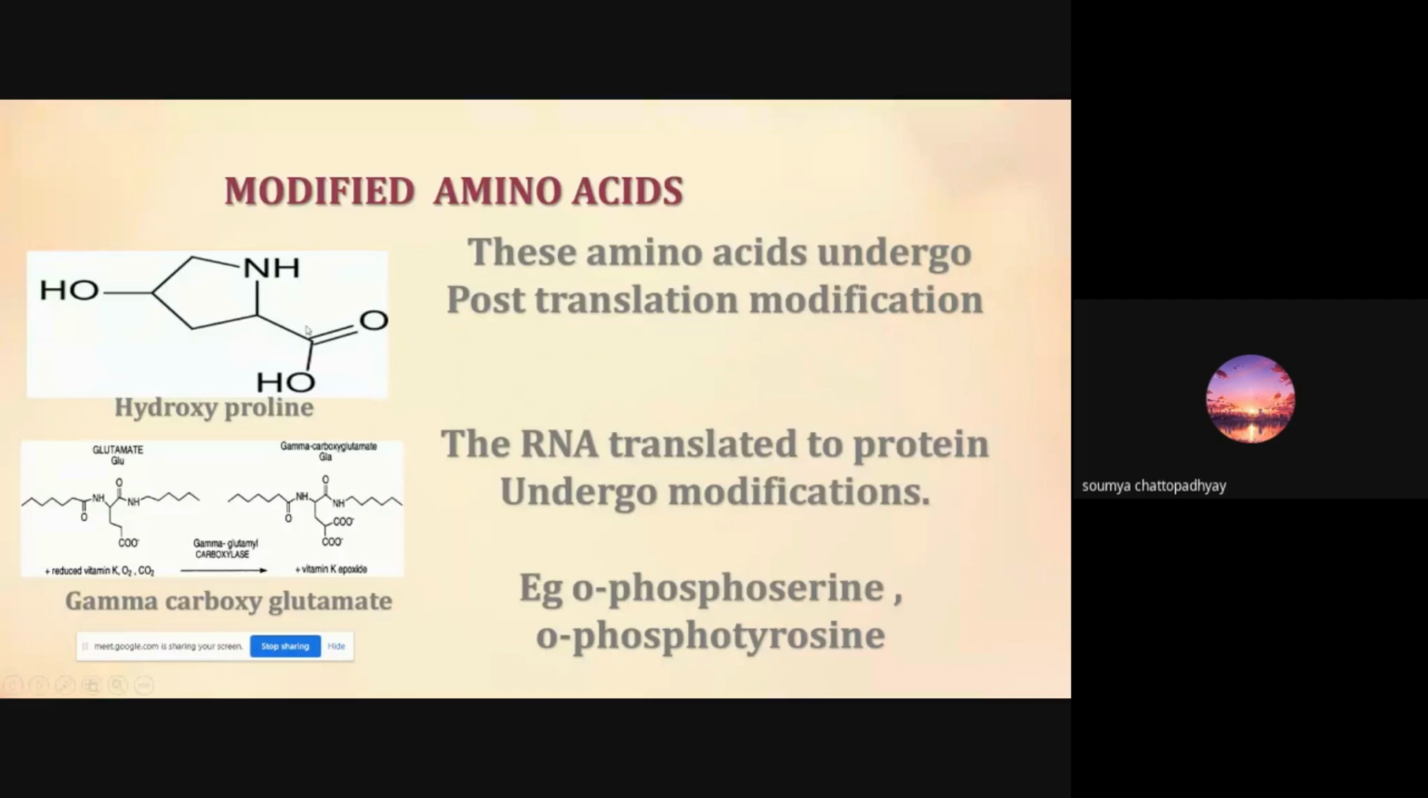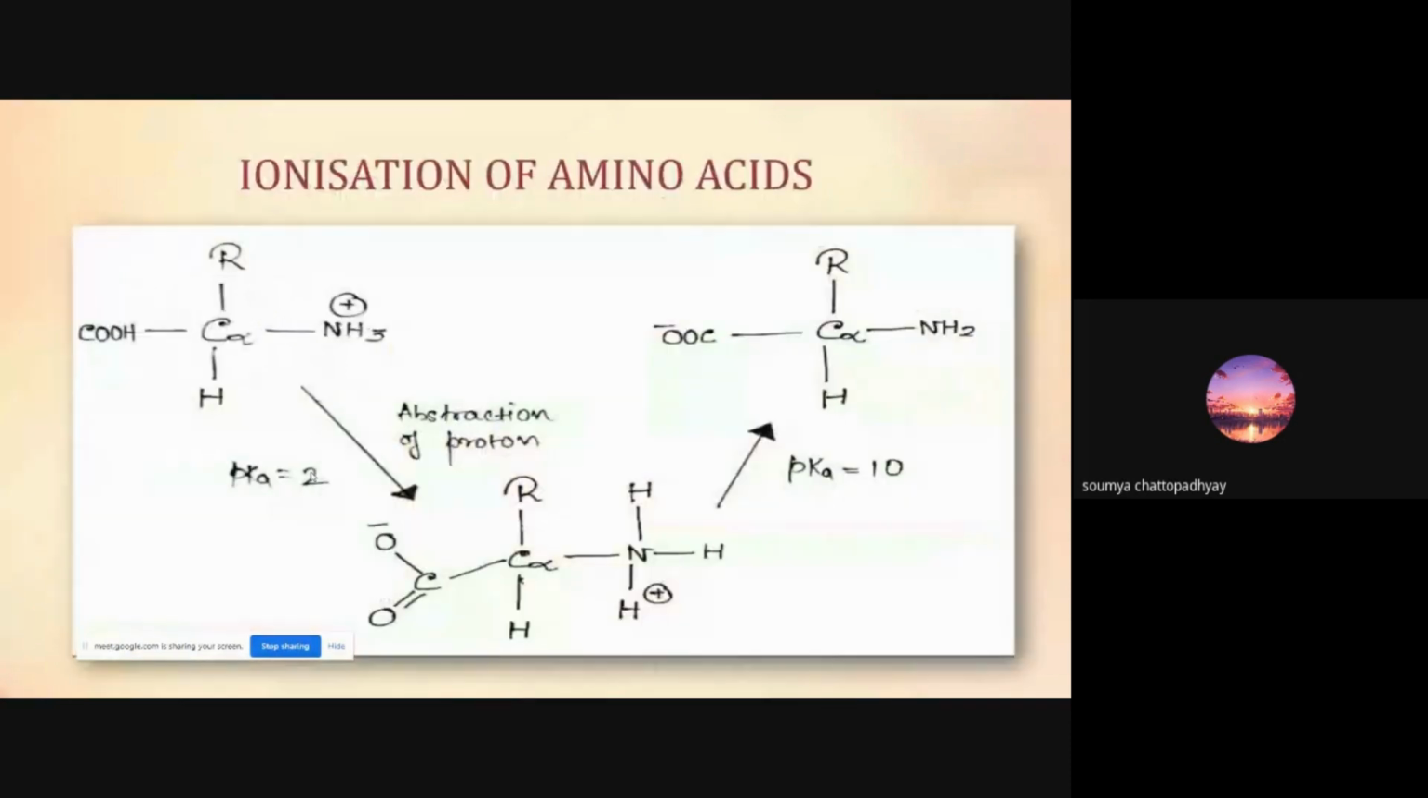Suppose you have the proline structure. Here you will get just an extra hydroxyl group attached to it. Similarly, there are some changes in glutamate. At the gamma position of glutamate, you can see that a carboxyl group is introduced, so it's known as gamma-carboxyglutamate. These types of modification occur after translation.